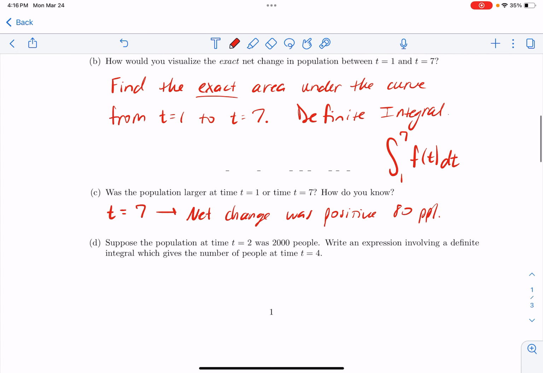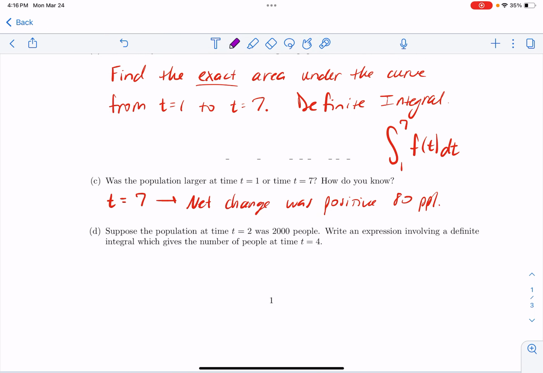All right, and this says, suppose the population at time t equals 2 was 2,000 people. Write an expression involving a definite integral which gives the number of people at t equals 4. So this is saying write the exact number of people. So at t equals 4, the population was equal to, we started with 2,000 people, and then we added the accumulation of this rate.